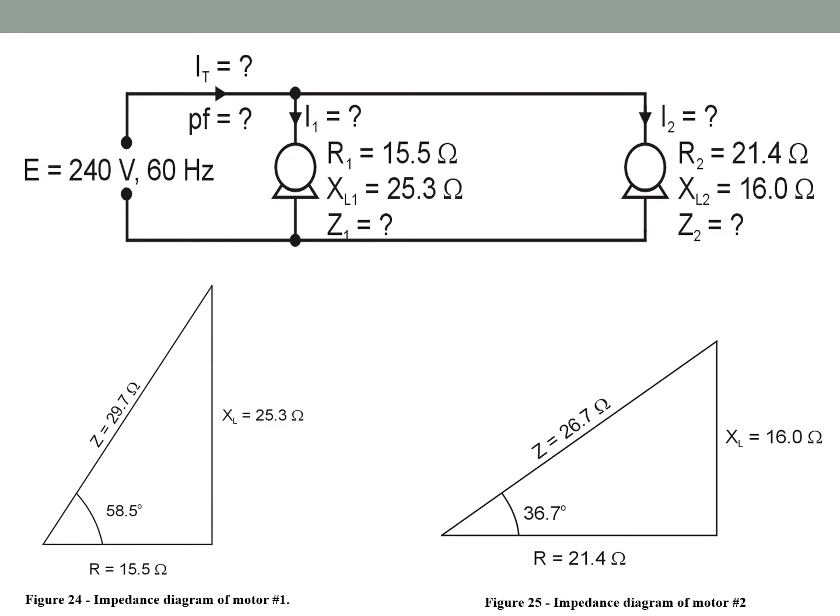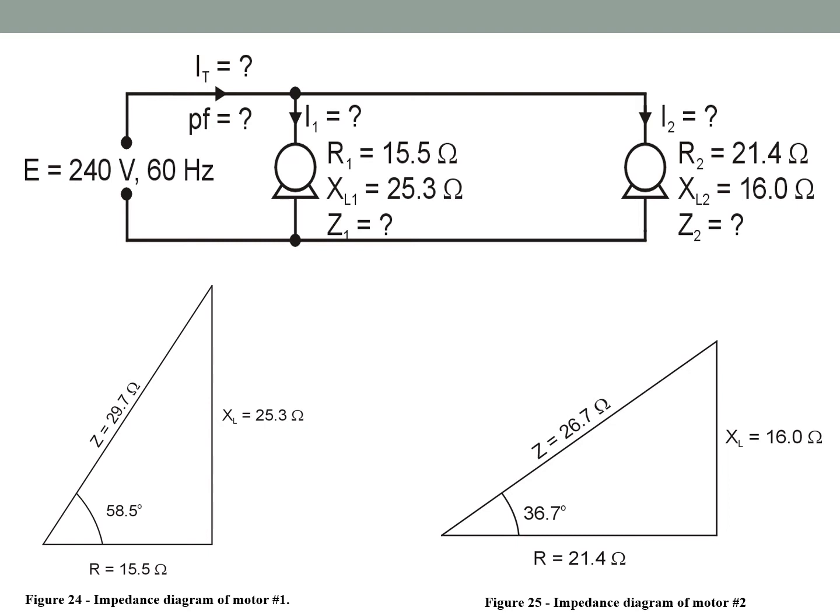We have two motors that are connected in parallel. We've been able to measure the resistance of each of the motors and calculate what the inductive reactance of each motor was. From here, we can create impedance diagrams for each individual motor, as they are a series circuit on that branch. The goal is to find the Z value.